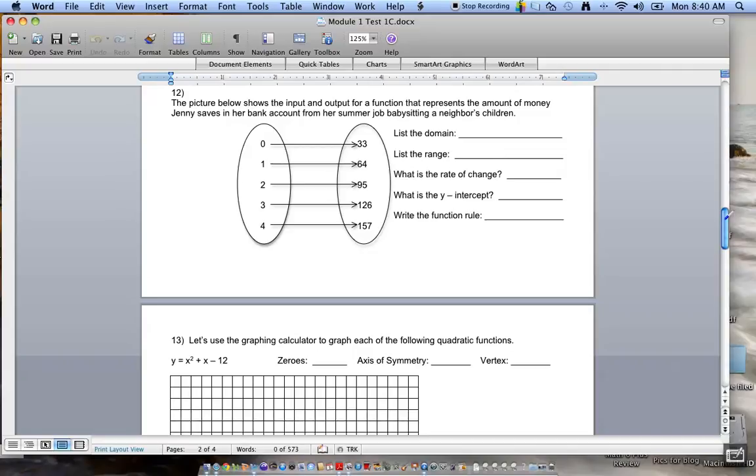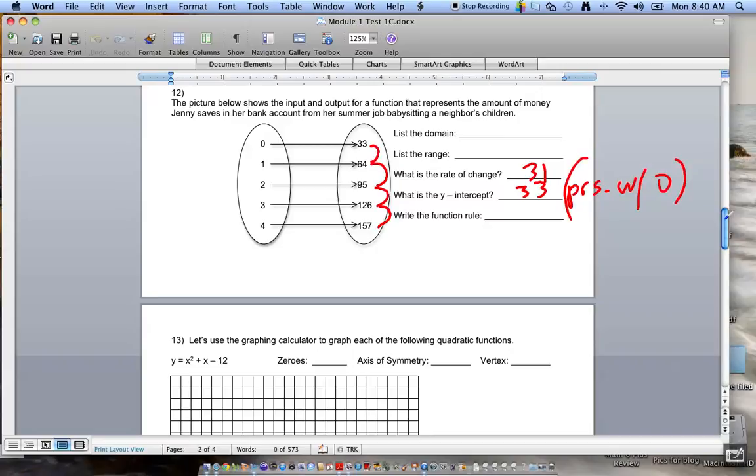What's the rate of change? If you want to find the rate of change here, there's a couple ways to do it. First, you could use any 2 points, use the slope formula. But this is a linear function. Can you see it's going up by the same number every time? What's it going up by? 31. So the rate of change is 31. If you plug in the formula, you'll also get 31. What's the y-intercept? Y-intercept always pairs up with 0. 33. Make sure you realize it pairs with 0.